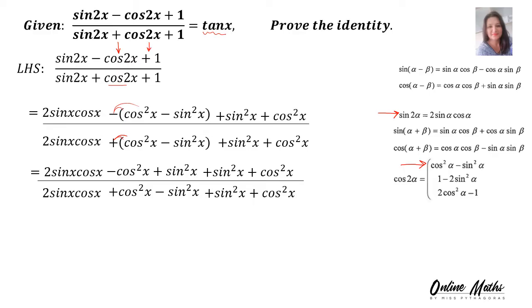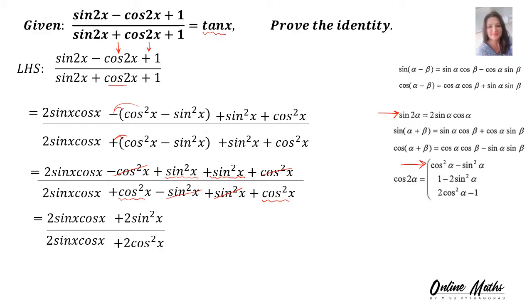Now we can add like terms. So on top here, minus cos squared x plus cos squared x is nothing. And you're left with 2 sin x cos x, plus sin squared x plus another sin squared x, which is 2 sin squared x. And then on the denominator, we can say minus sin squared x and plus sin squared x cancel, and you're left with 2 sin x cos x, and then cos squared x plus another cos squared x is 2 cos squared x.